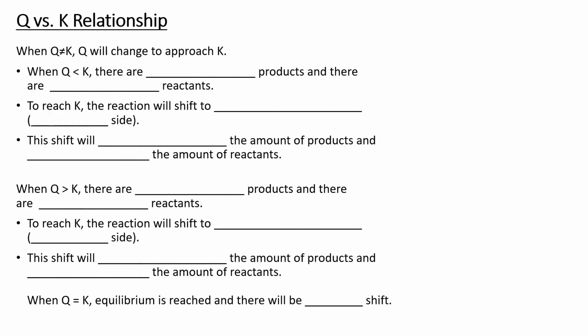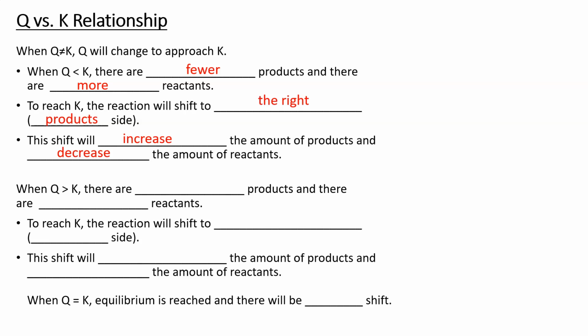So when Q is less than K, that means that there are fewer products and more reactants. Remember that Q is equal to the products over the reactants, so it should make sense that if Q is too low, that means that it has fewer products and more reactants than K does, than the equilibrium situation. To reach K, the reaction will shift to the right. In other words, it will shift towards the product side. This shift is going to increase the amount of products and decrease the amount of reactants.